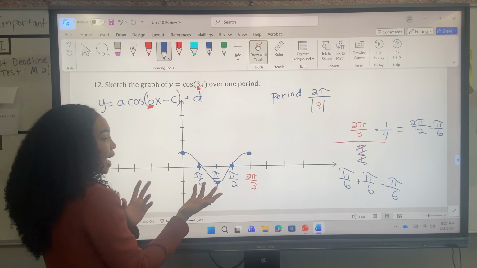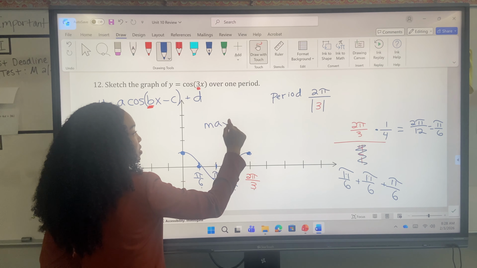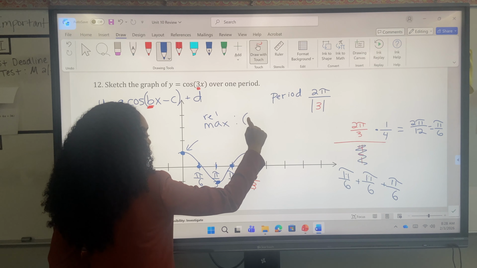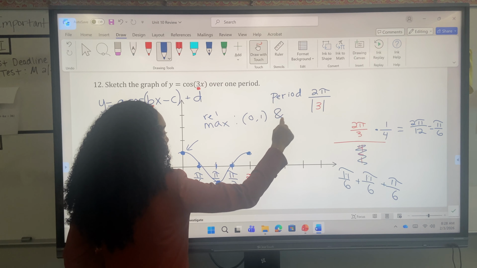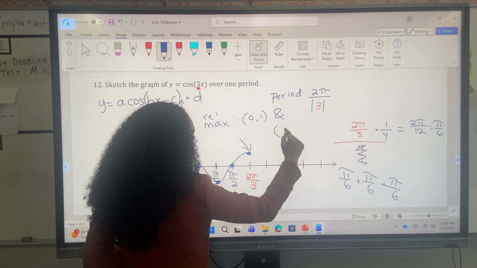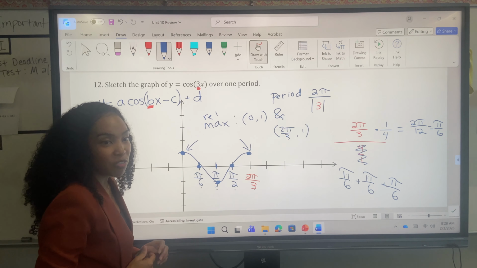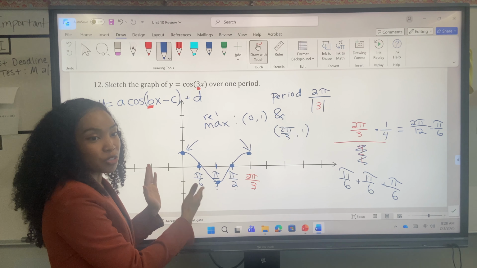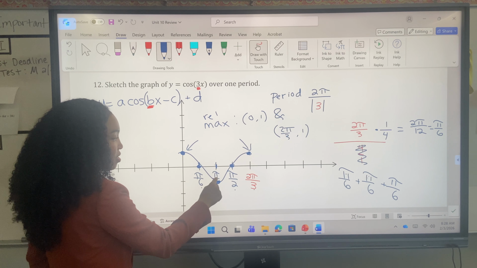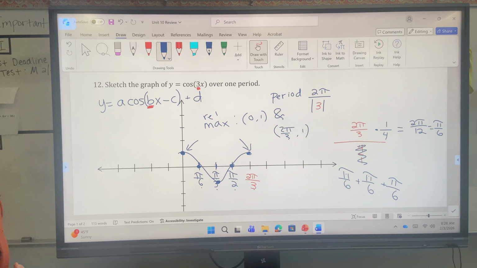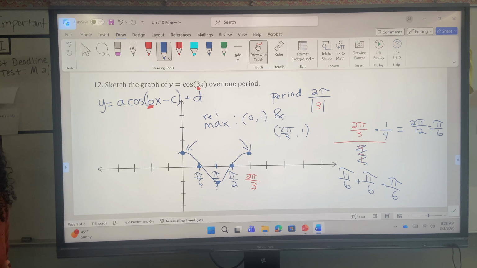So that if I asked you, you could tell me that the relative maximum is right here at 0, 1, and right here at 2 pi over 3, 1. You have to be able to answer those questions based off what you graphed. But if you don't have these tick marks, you don't have the full thing.